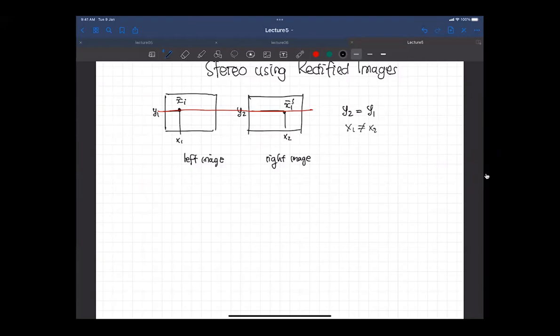We need to find the depth. If you want depth from rectified images, the example will be this one. These two images are rectified images, and the y-axes are the same. If the y-axes are the same, then the expectation is that you can find the depth. Okay, is it understandable? All right.